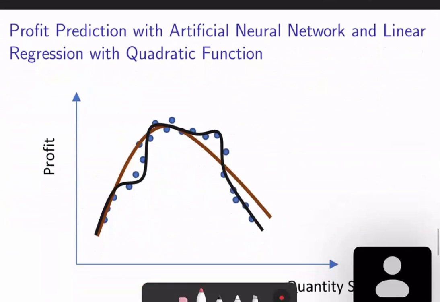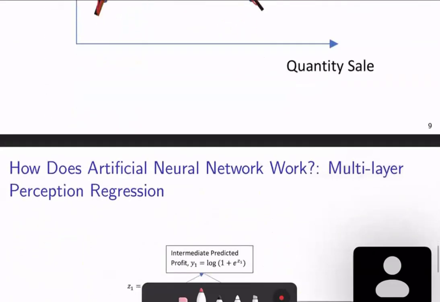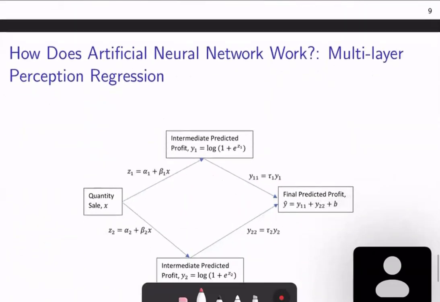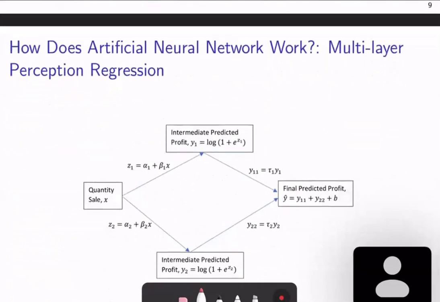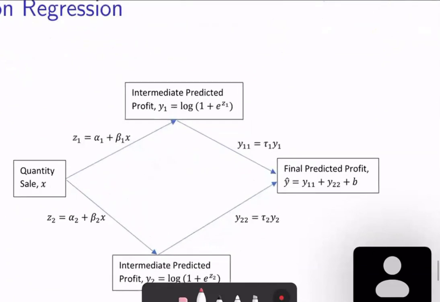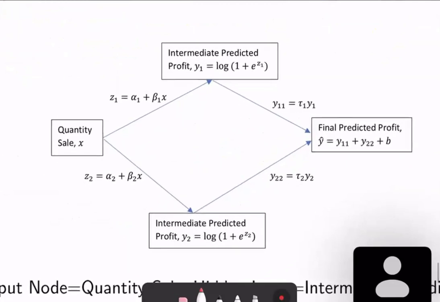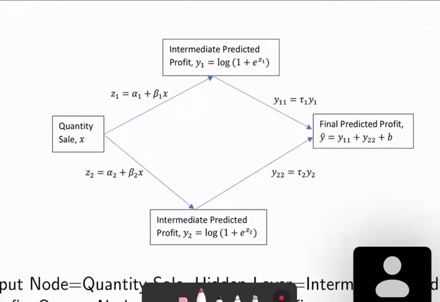Like that, if we plot two figures together, this figure is for the linear regression model, like a quadratic function, and this black line is for the artificial neural network. Now, how does it work with those kinds of pictures? This picture is a slightly different way, but it is giving you a better understanding of the artificial neural network.